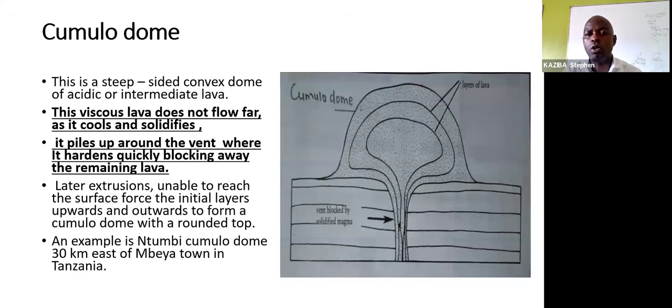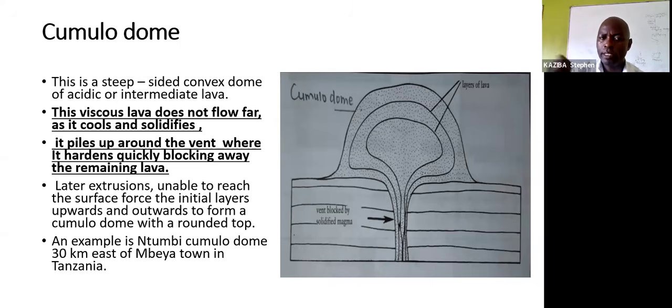Then you go to a tumulodome. A tumulodome, of course, is a steep-sided convex dome of acidic or intermediate lava. Now, this one is steep-sided, and because it is steep-sided, it is associated with acidic lava.